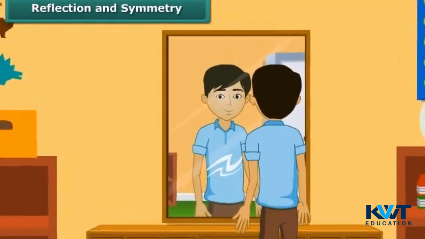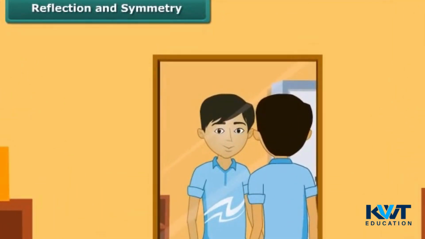Students, you must have noticed that when you see yourself in front of a mirror, you and your image are identical. The image is the reflection of the object in the same line. Notice that there is no change in the lengths and angles. However, in the image, the left portion of the object becomes right, whereas the right part of the object turns left part in the image.